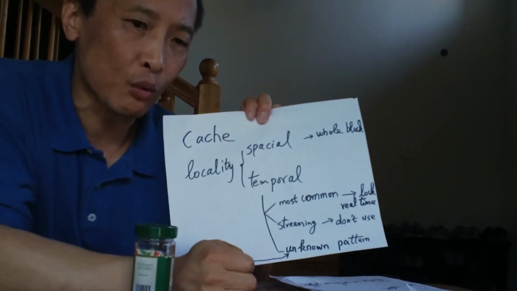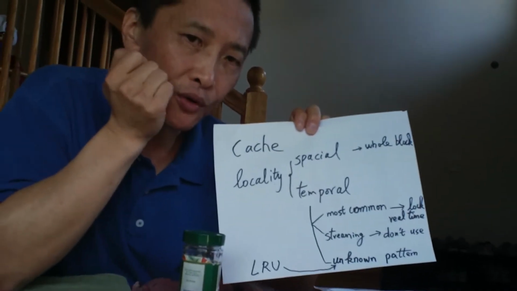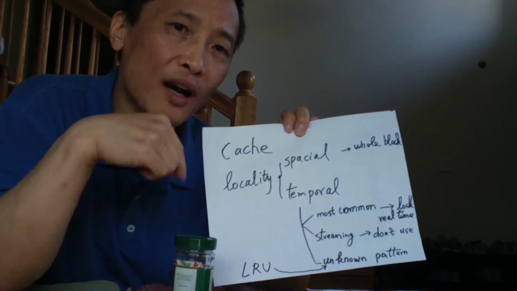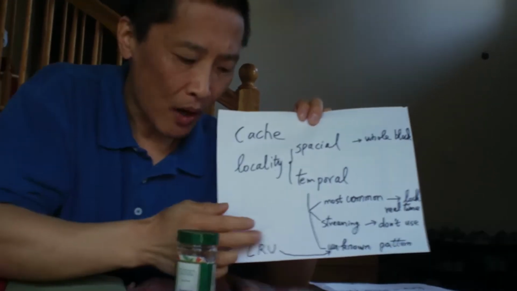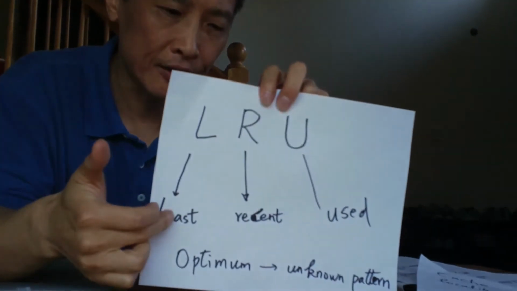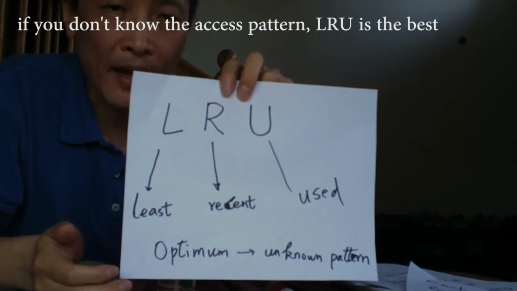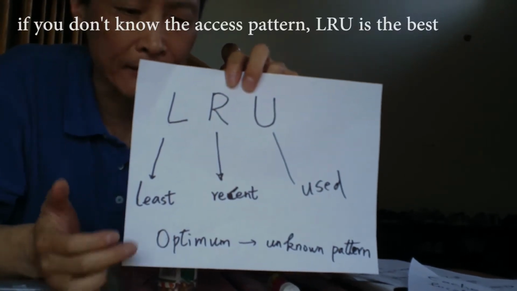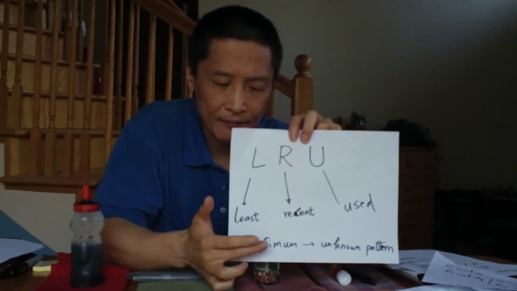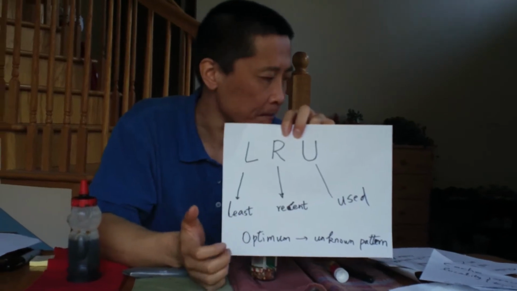You don't really know which one is first, which one is second. You only know that whatever you used in the past is more likely to be used in the future. One known algorithm is called least recently used. LRU is least recently used. It is optimal, because if you don't know the pattern, of course, if you do know the pattern, least recently used is not the optimum, but if you don't know the pattern, it's unknown, you have nothing better than this one.